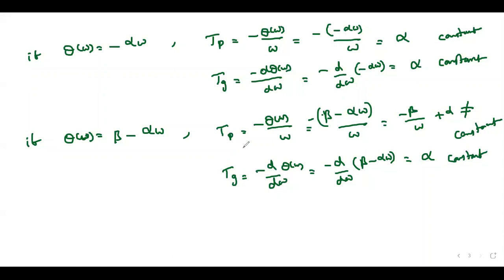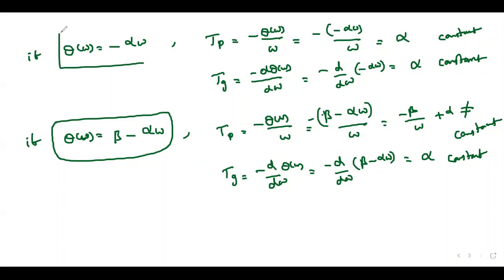So even the phase delay is not constant, group delay is constant only. That means whenever you require only the group delay to be constant, you don't bother about the phase delay, then you can produce this kind of phase response from the FIR filter. You can use this. Okay, so these are the phase response characteristics of the linear phase FIR filter.